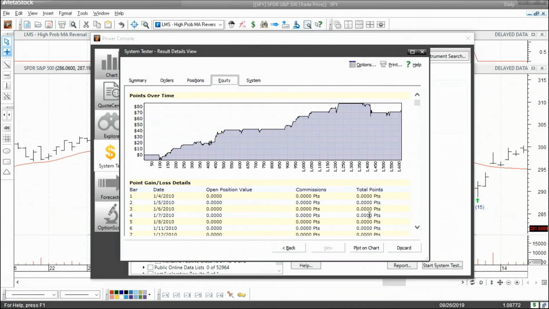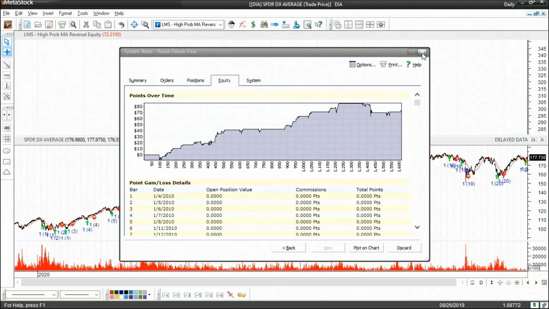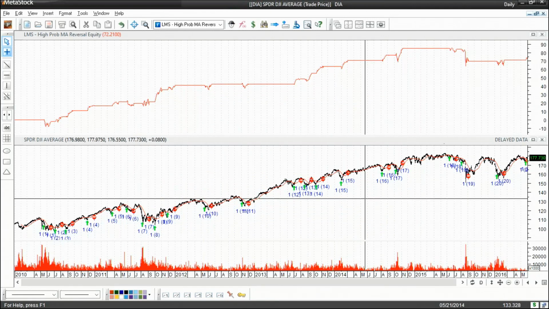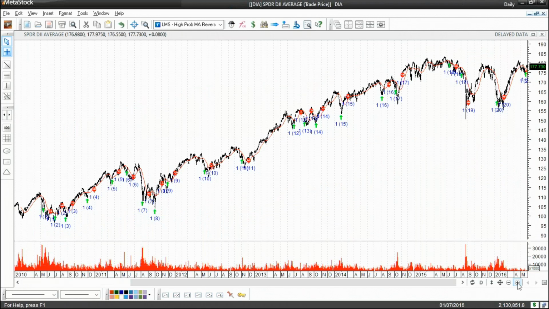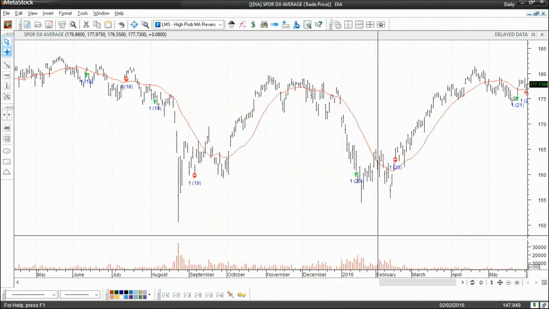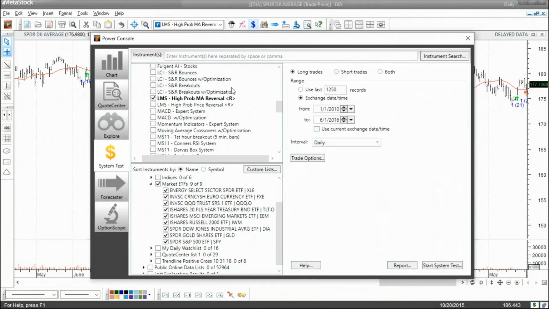But then the other thing I want to do is I'll click on my plot on chart. And then what I'll do, of course, is I'll go back and double check those signals again as well, and make sure that they're lining up exactly where I think they should be lining up and giving me those buy and sell points. All right, so let me go back into that system test.